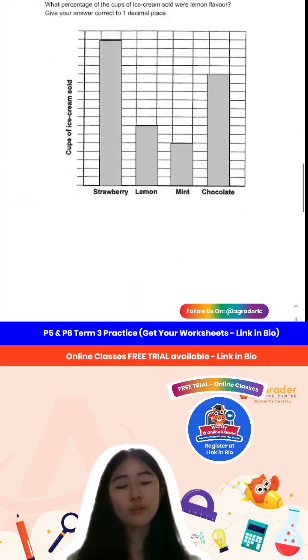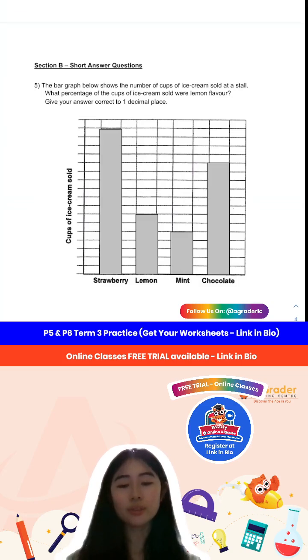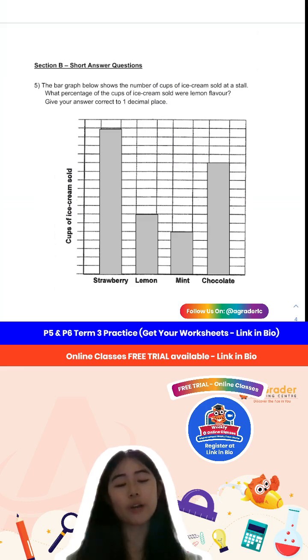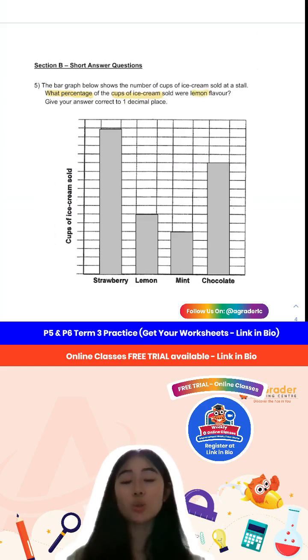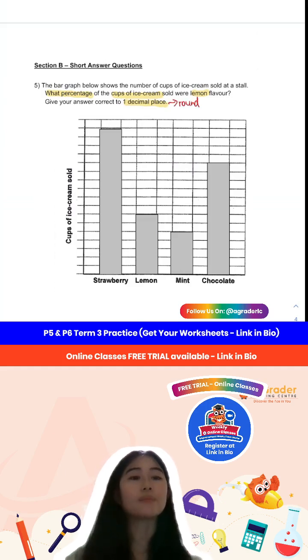Okay, so we have a graph question over here. Take a look at this graph. So this is a bar graph. It shows the number of cups of ice cream sold at a stall. What percentage of the cups of ice cream sold were lemon flavor? So you are supposed to give your answer correct to 1 decimal place. That means you have to round your answer.